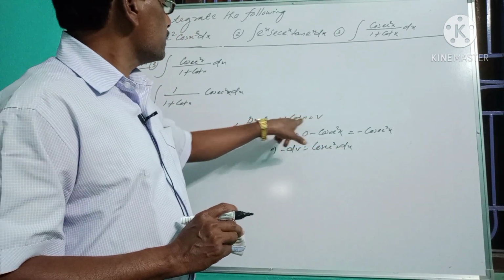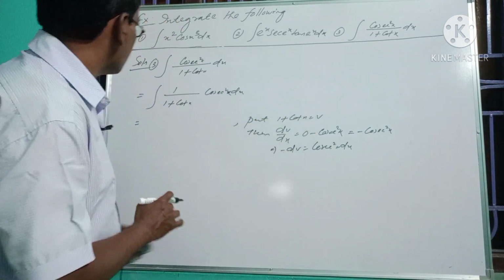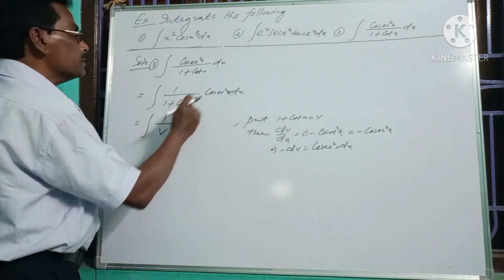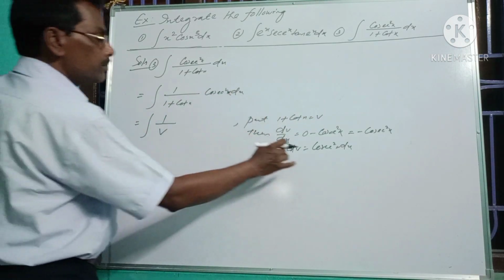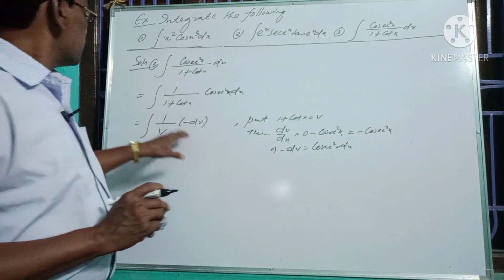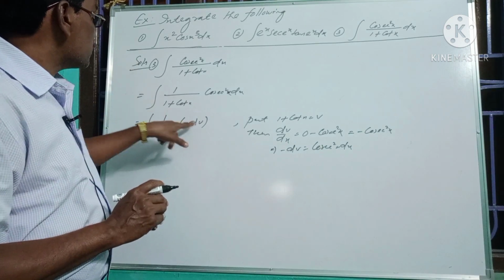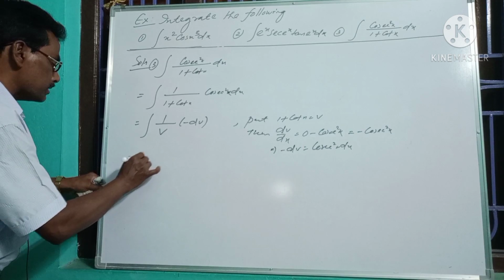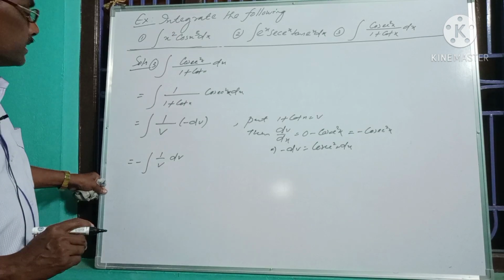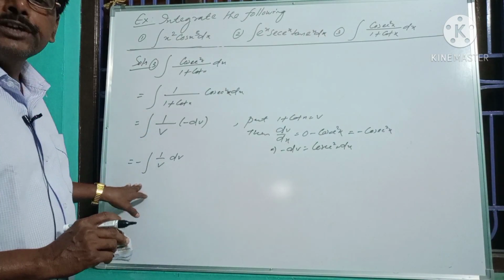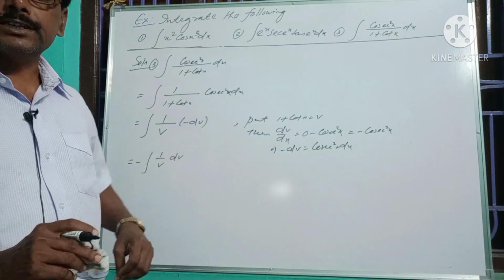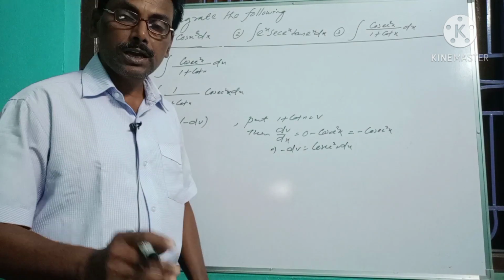Again we have taken 1 plus cot x as v, so replacing in the integrand, we can write integration of 1 by, in place of 1 plus cot x we have v, and in place of cos square x dx we have minus dv. So after substitution we reach integration of 1 by v and minus dv. Taking minus out of the integral, we have minus of integration of 1 by v with respect to v. So now the original integrand is transformed into another integrand, that is integration of 1 by v with respect to v, which is in standard form. So now we are able to integrate it. After integrating 1 by v with respect to v, it will give us ln of mod v plus c.